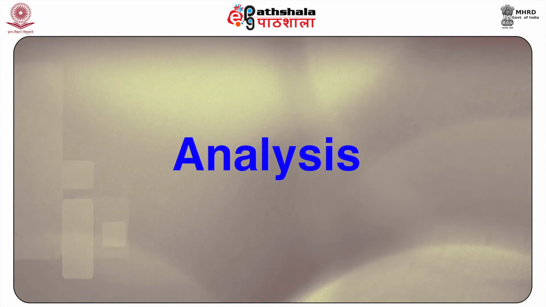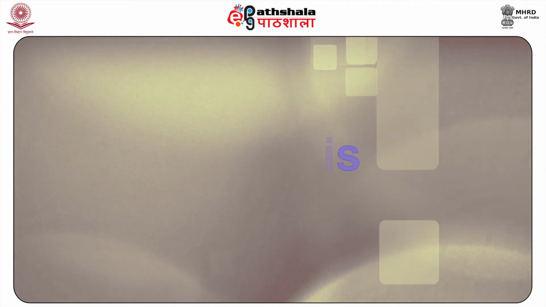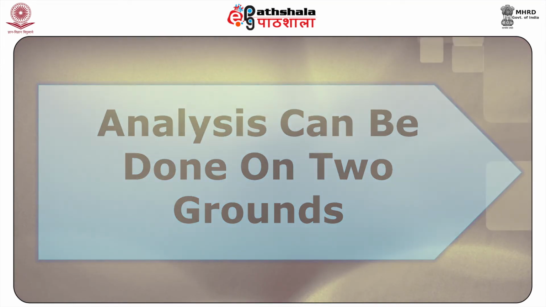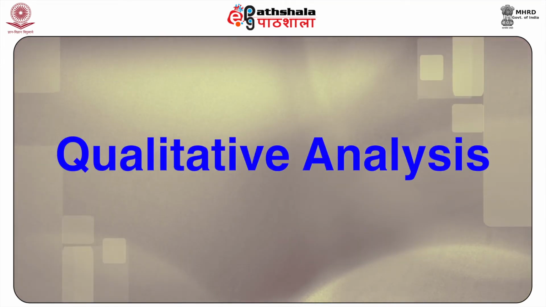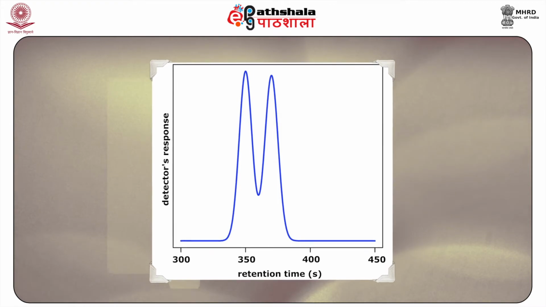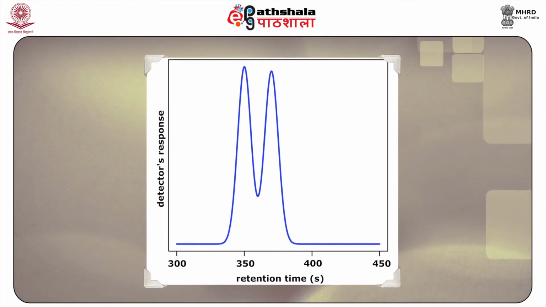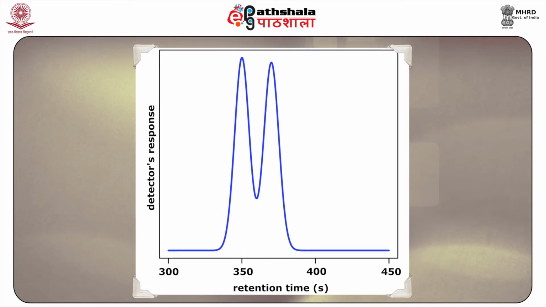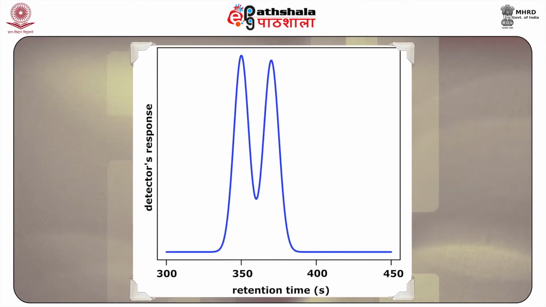Next, moving on to analysis. Analysis can be done on the following two grounds. First is qualitative analysis. Chromatographic data is generally presented in the form of a graph having retention time on the x-axis and detector response on the y-axis. Such a graph is known as a chromatogram.